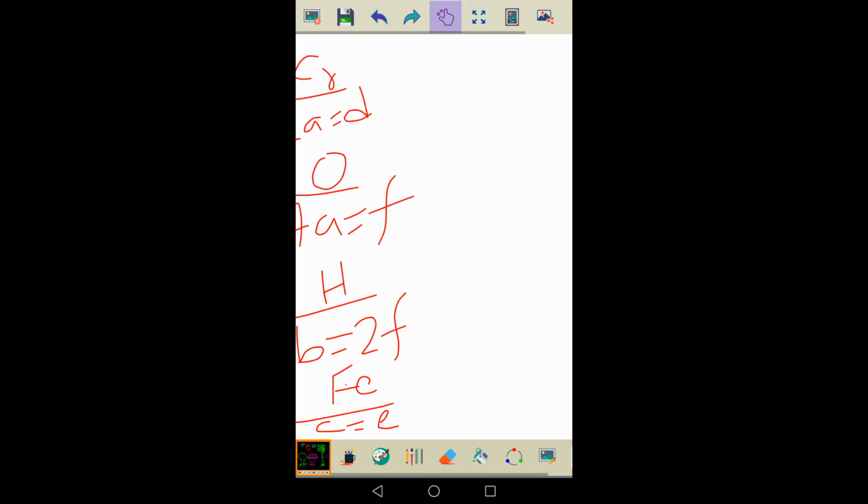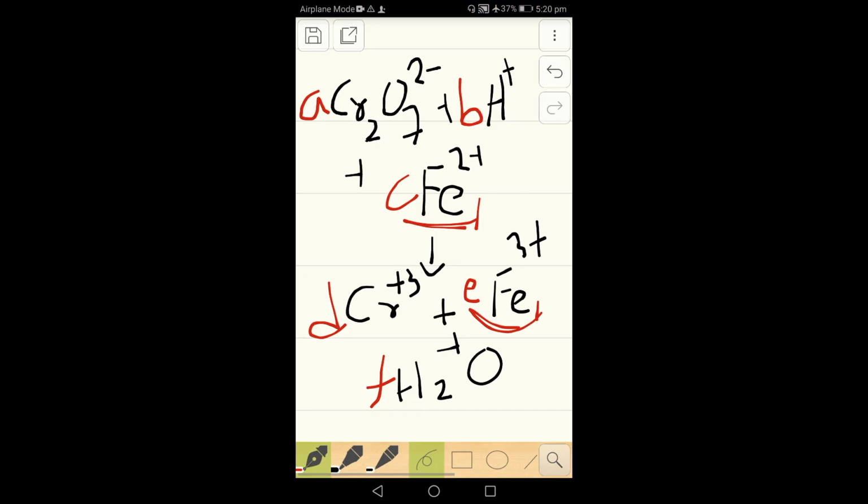Now we will look at the balancing of charge. So on this side, we have minus 2 into A, which means minus 2A. Then we have plus B. Then we have plus 2C. All charges have to be added up together. So minus 2A plus B plus 2C on the reactant side.